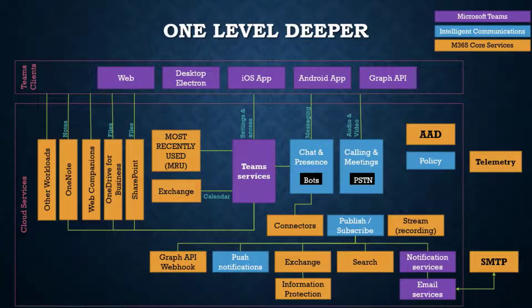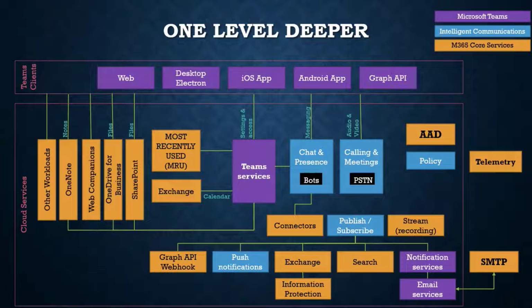And on the right-hand side, you can see where chat comes in, where calling comes in, whether it's connected to the VoIP network or whether it's on the PSTN for phones. And then down below, you can see where all of the other Teams services and 365 services come in.